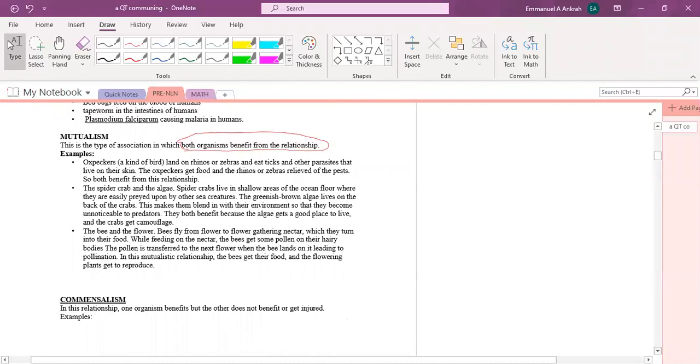Then we have the other one called commensalism. In this relationship, only one of the organisms benefits. The other one does not benefit or get injured, right? Only one benefits. So that's the key. There's no injury to the other one, and there's no benefit to the other one. Let's look at some examples.